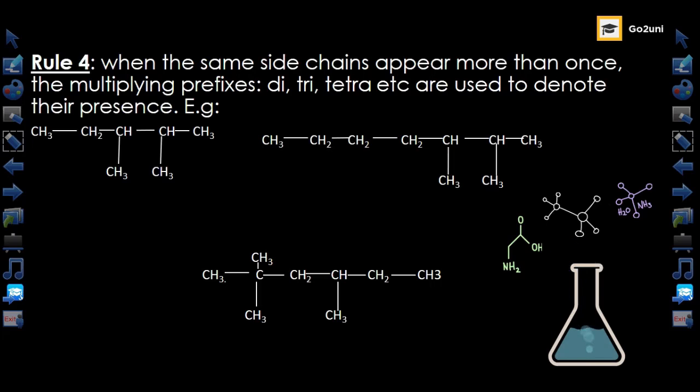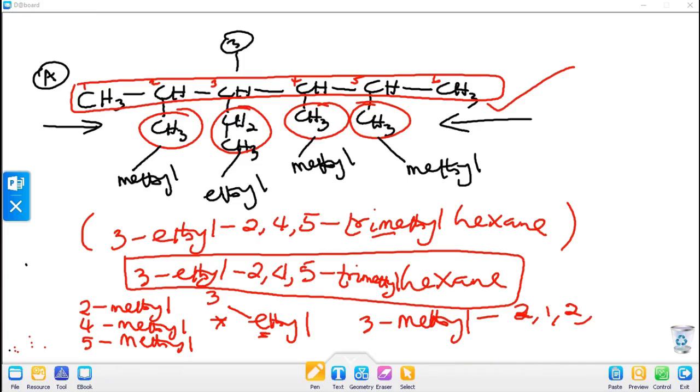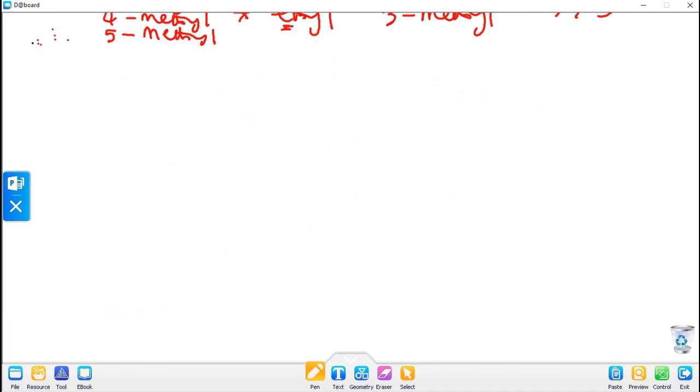So this is actually what rule 4 is saying. Let us get to understand what rule 4 is saying. Let us take a look at rule 4.